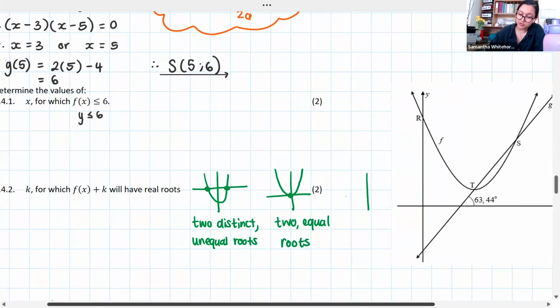And then you have a situation where you have non-real roots. And this is where your turning point is sitting above or even below your x-axis if it was a sad parabola. Okay, so this would be non-real roots.